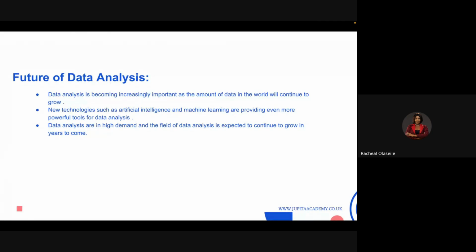And data analysts, we are in high demand now. So it's a field that is expected to grow even in years to come. And even apart from data analysis, there are other parts of data that you can also dive into. It doesn't have to be data analysis only. You can dive into data science. We have data governance. We have data engineering. So there are a lot of things coming up. So this is a field to belong to, a career path actually.